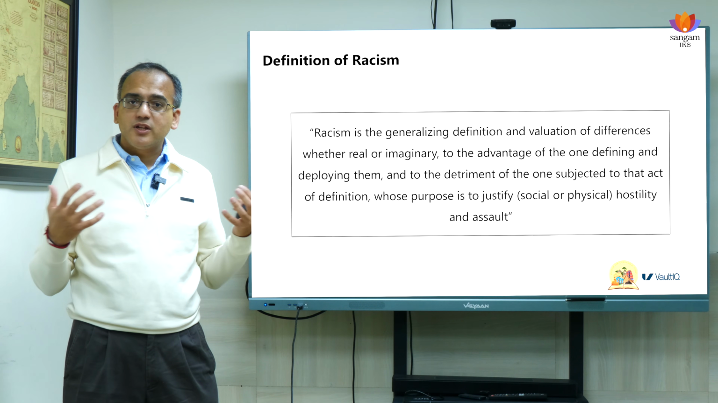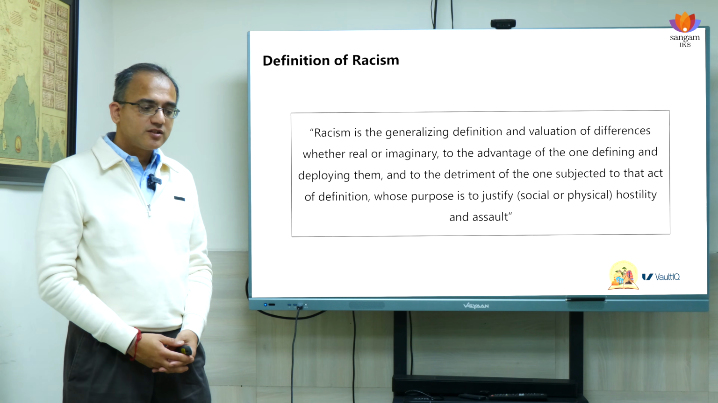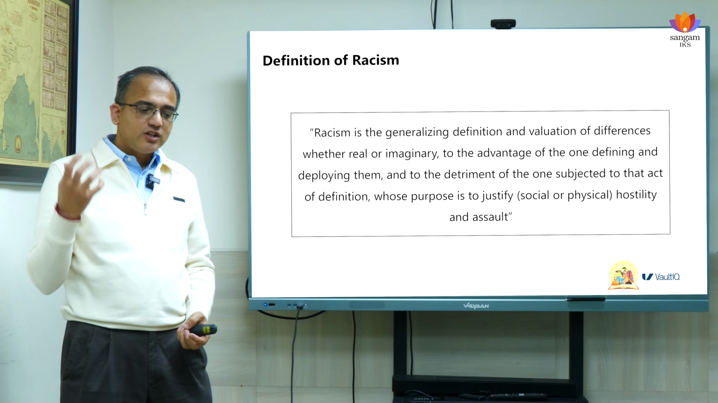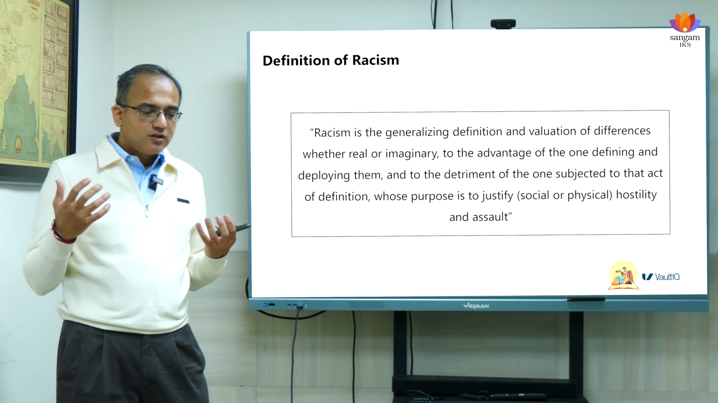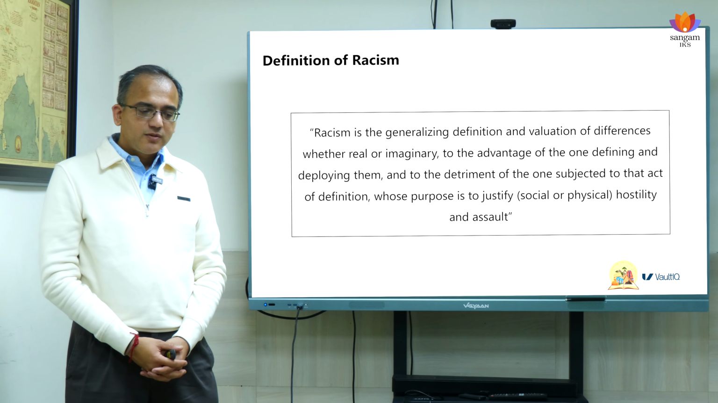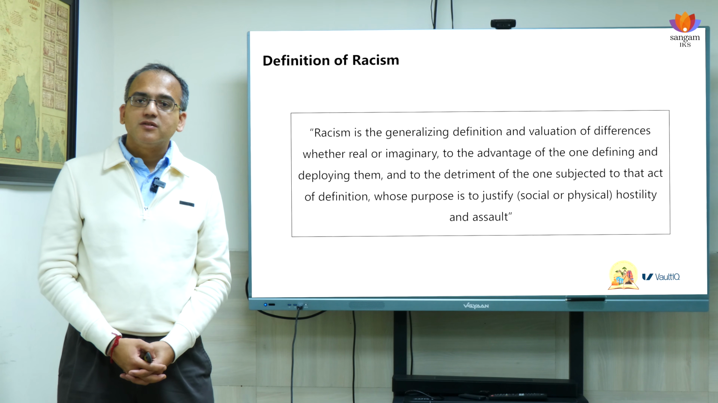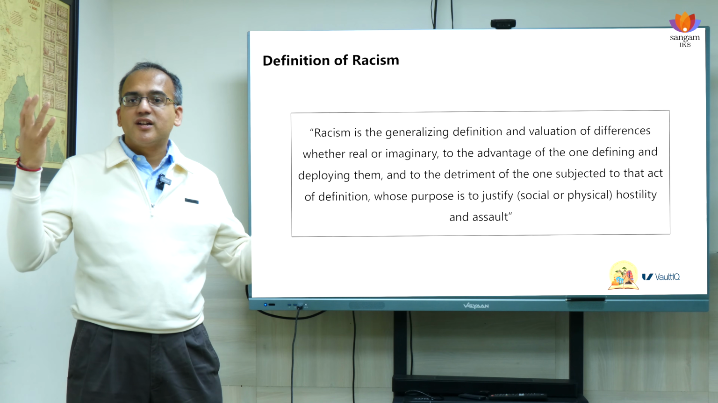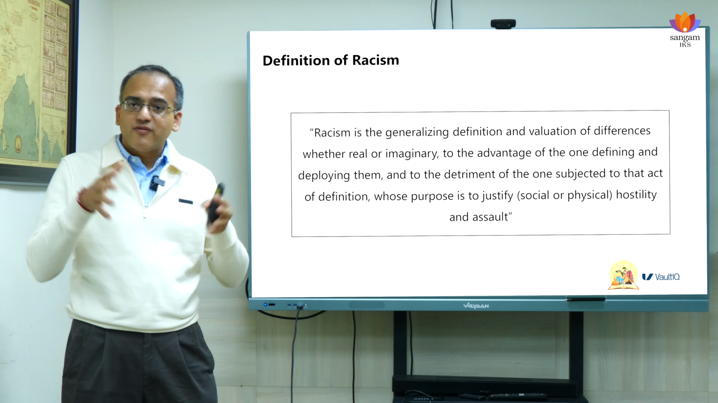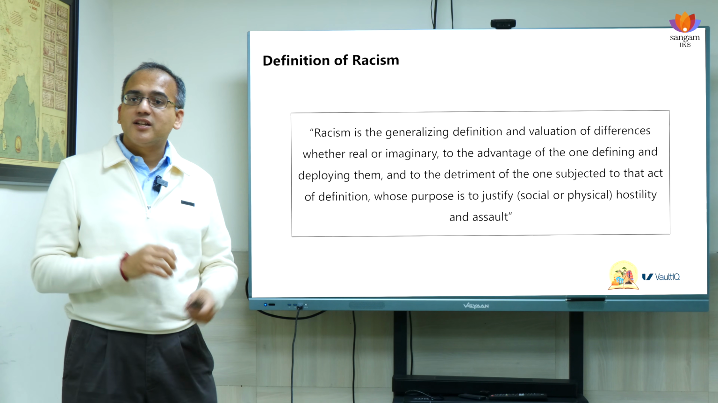Now, we don't use that term lightly. Let's look at the definition that these authors provided for racism. Racism is a generalizing definition and valuation of differences to the advantage of the one defining it and deploying it, to the detriment of the one that's subjected to the act of the definition. In other words, there are two parties. If one benefits, the other gets hurt. This definition of racism is again aligned to the dialectical opposition that has been set up.